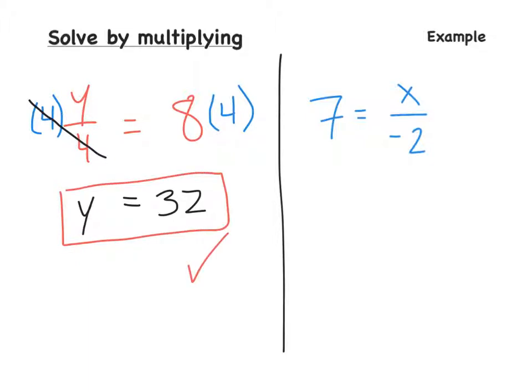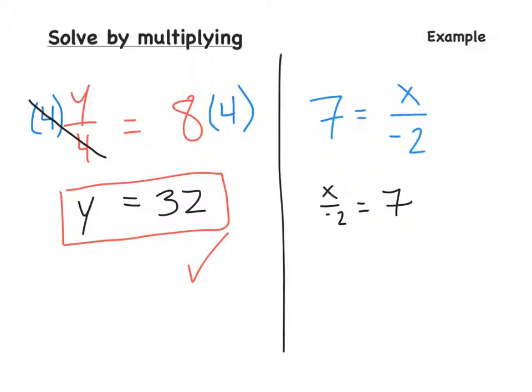Now let's try the one on the right. It may look a little bit different, but remember, all you have to do is move this 7 over to the right side. Now this is what we're used to seeing. We're used to seeing where the answer is off on the right. You can rewrite this due to the commutative property. Now, this is x divided by -2 is equal to 7.